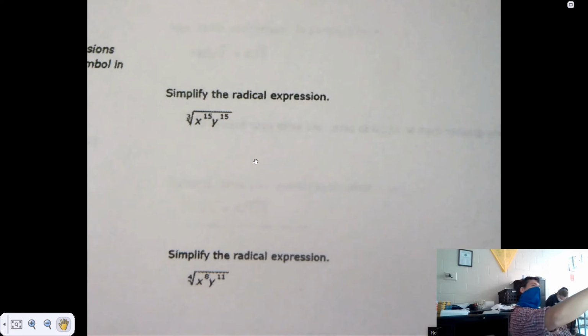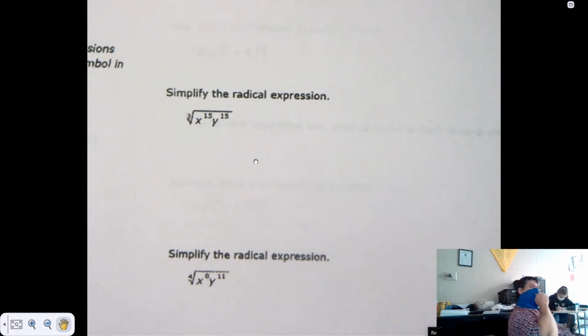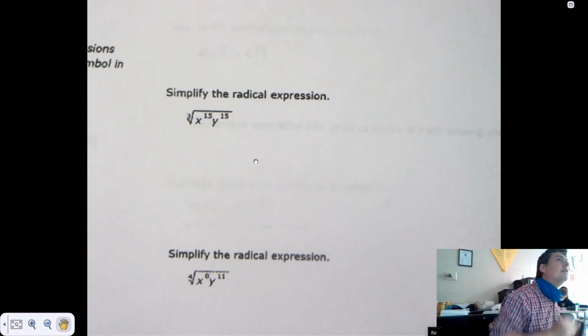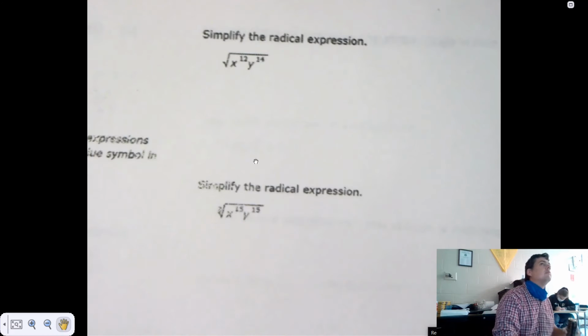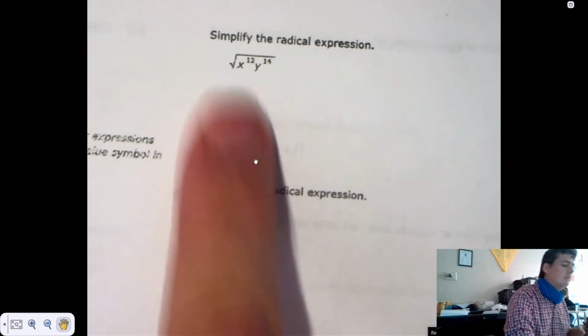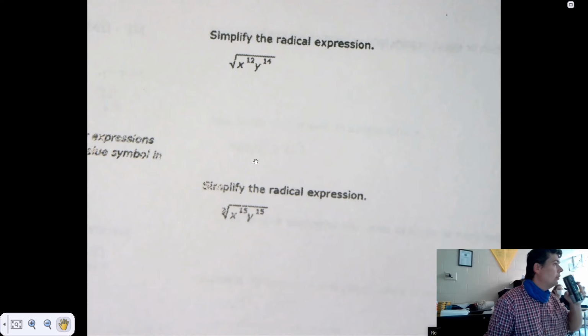So here's our first simplifications. We had our little warm-up example. What kind of root's that? Is it even or odd? That's a square root symbol, isn't it? If I zoom in on the right one. That even or odd? That's an even root. So we do need to be worried about absolute value bars.